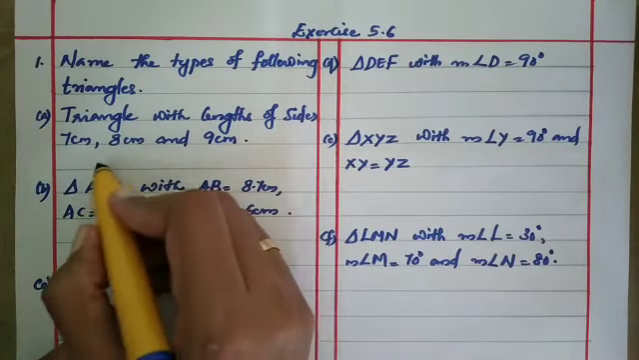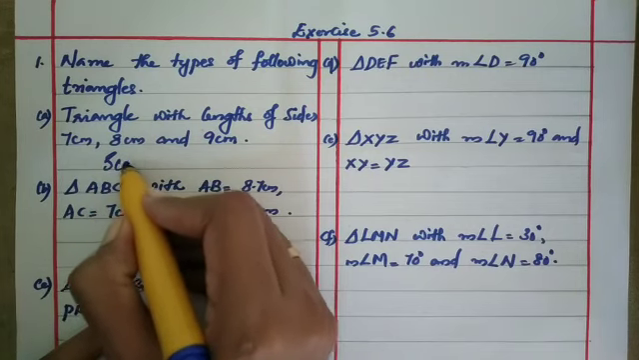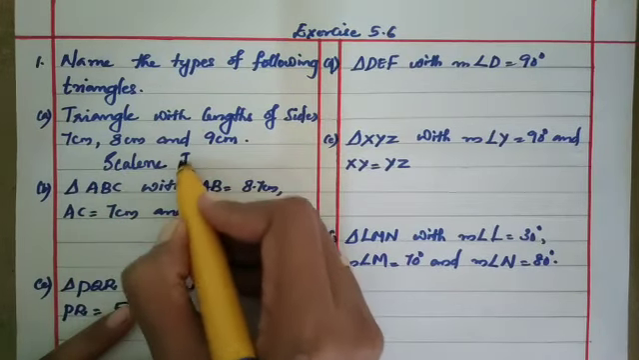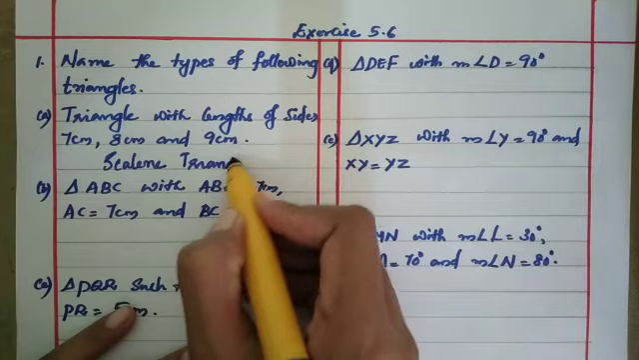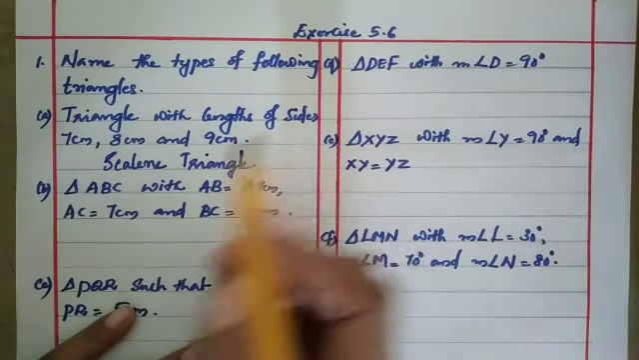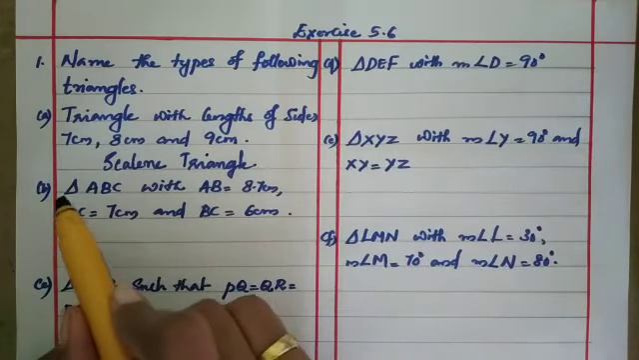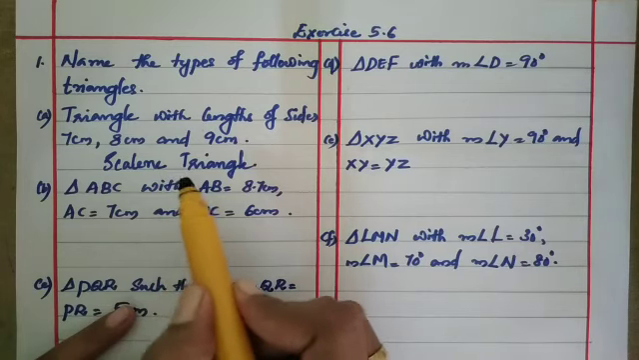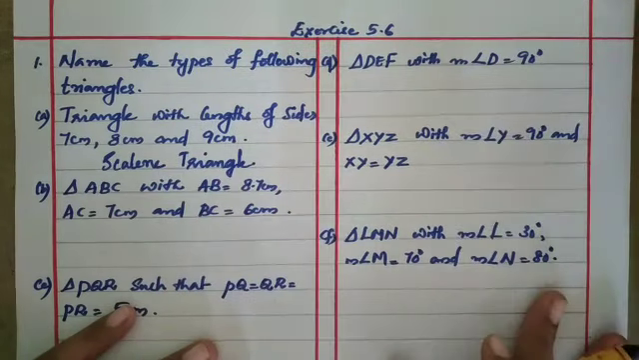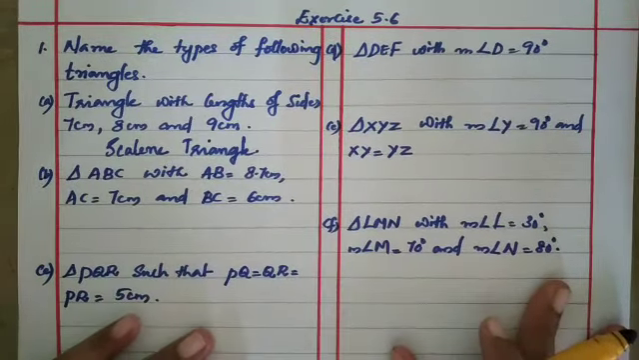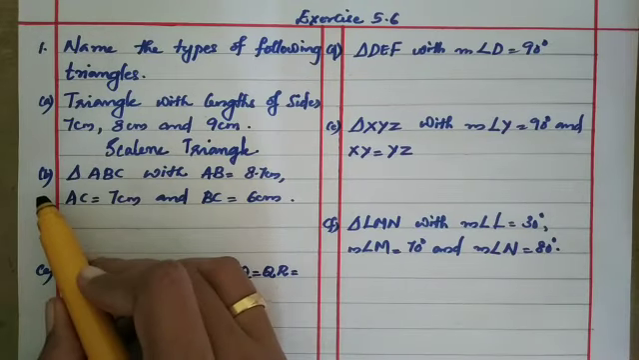So which is the triangle? Is scalene triangle. Okay, hope all of you understood scalene triangle. So a triangle with three sides of unequal measure is called a scalene triangle. Okay, then next B question.